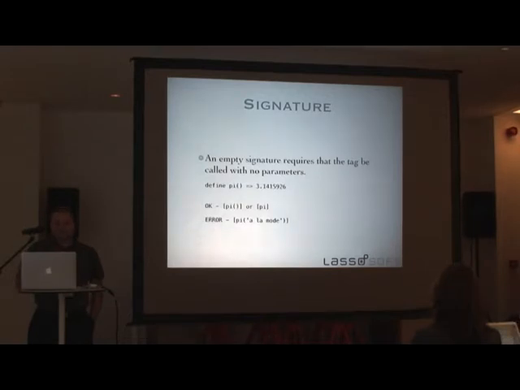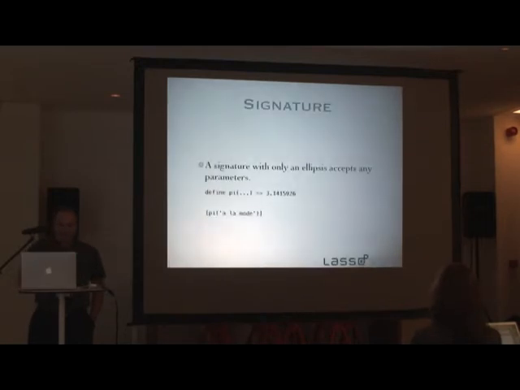Yeah, I think that's the next example. Pi ... This says I'll take anything, and ignore it. In this case, we're ignoring it. But Lasso 9 makes it easier, these kinds of definitions make it easier to really lock down the behavior of your tag and really know how it's going to be called.